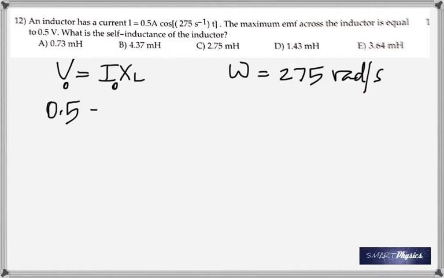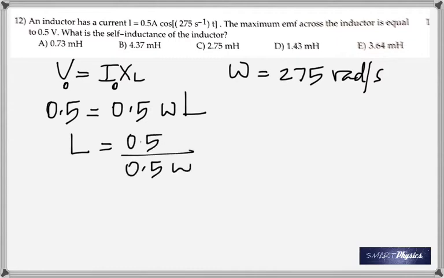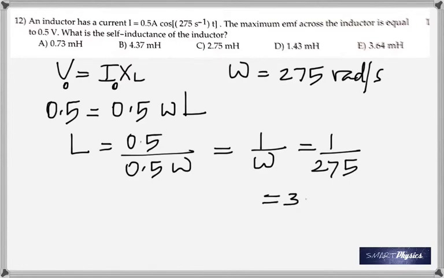So in place of omega you have 275. And not only that, the maximum current is 0.5. So since you have the maximum voltage and the maximum current, and XL is omega times inductance, rearrange that. You get 1 by omega, which is 1 by 275. That is 3.64 times 10 to the negative 3 Henry.